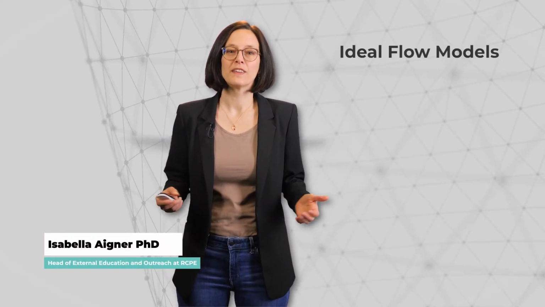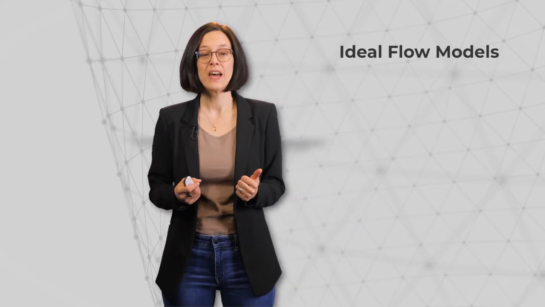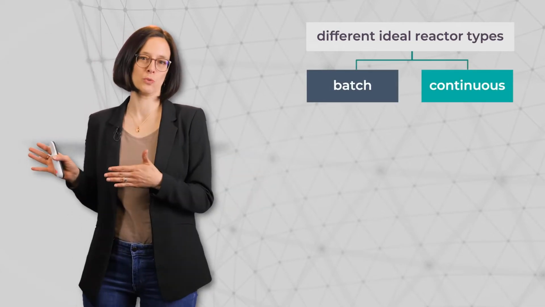And welcome to the chapter Ideal Flow Models. Now we are going to discuss the different flow models that are relevant for batch and continuous manufacturing. It is important to understand how the material flow behaves in the different manufacturing units and the fundamentals behind these flow regimes. We basically differentiate between batch and continuous flow models.